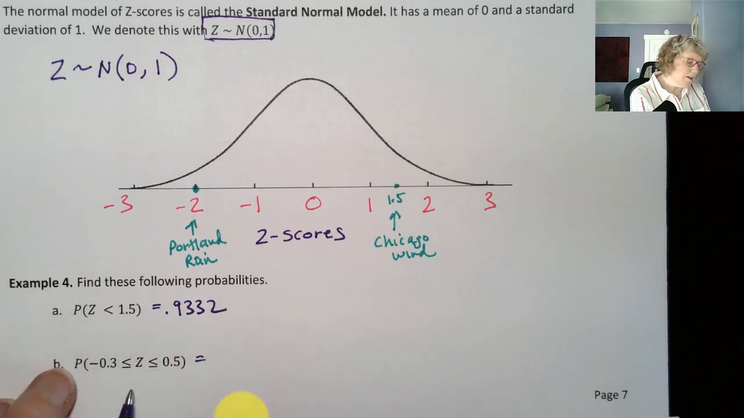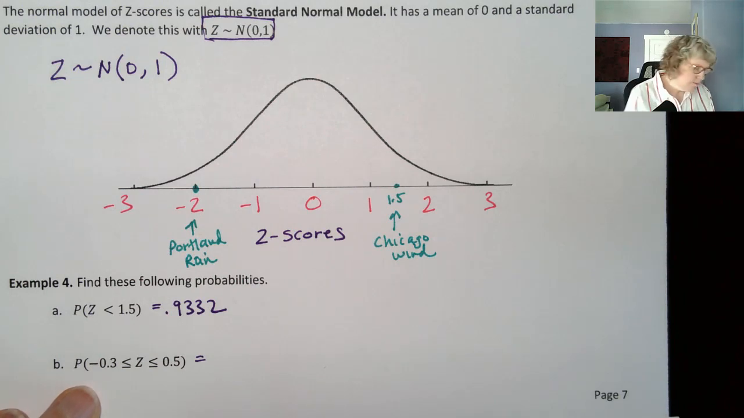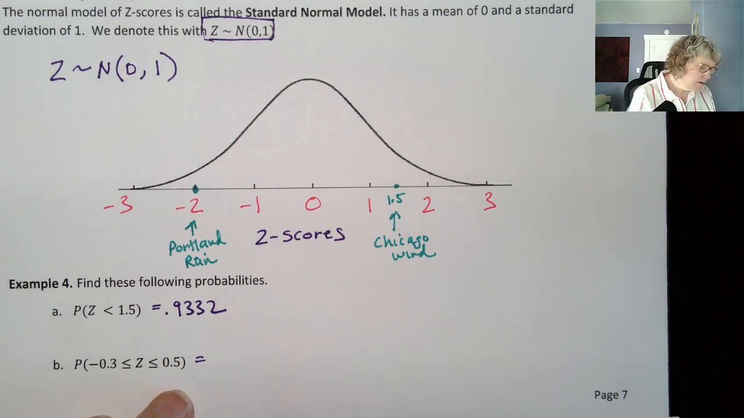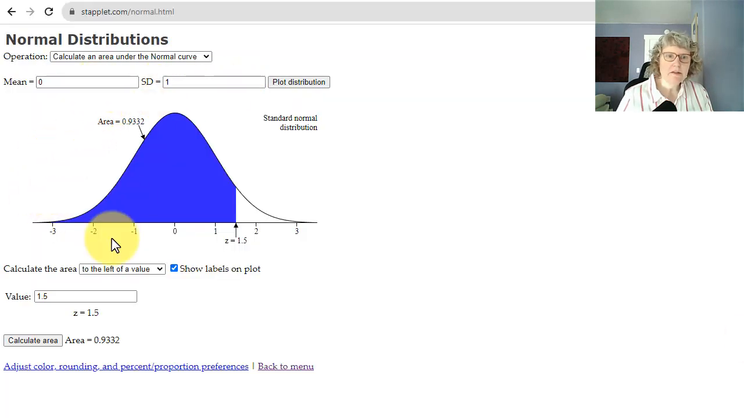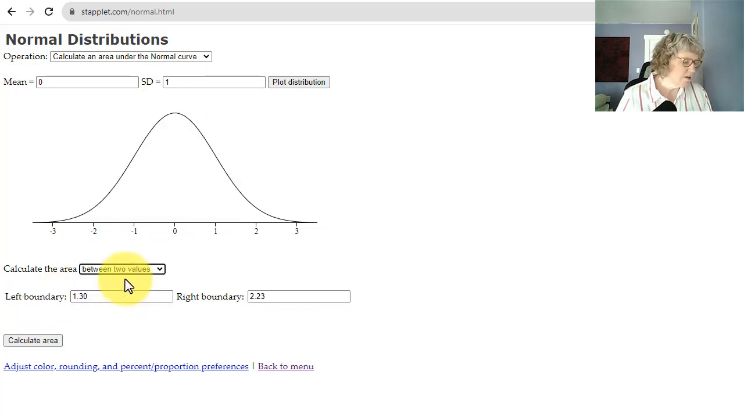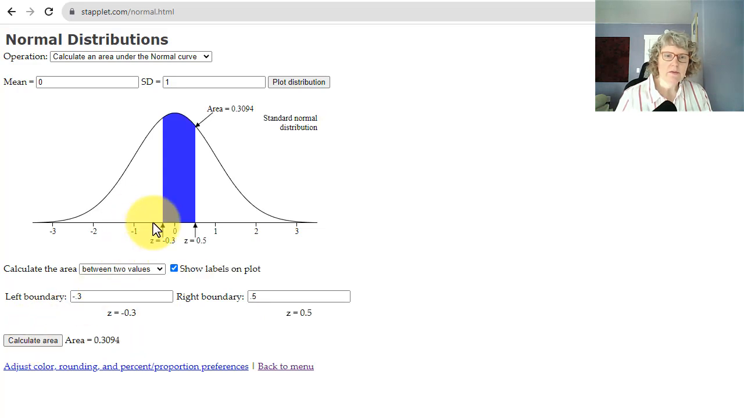Okay, let me look at the next one. Remember, some of these will be negative because you can have a negative z-score. So from -0.3 up to 0.5, that's kind of central. Let me type that in. Same mean, same standard deviation. This time we're going between. And notice there's a z in these probability statements. So -0.3 up to 0.5. Yep, it's a pretty narrow little area, isn't it? And it's an area of 0.3094.